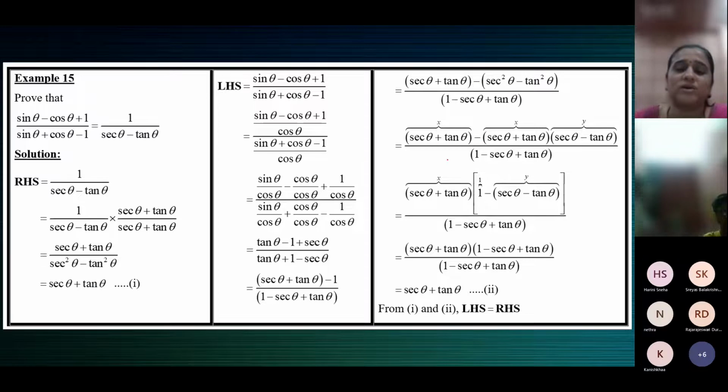Next, what you'll have to take out common. What is common? So I've just called this whole thing x, children. You can see that. And here also you see the same x. Secant theta plus tan theta, I've called it x. And secant theta minus tan theta, I've called it y. Just to make it easy for me to explain. So when there is something like x minus xy, I've called secant theta plus tan theta as x. This is different. Secant theta minus tan theta, I've called it y.